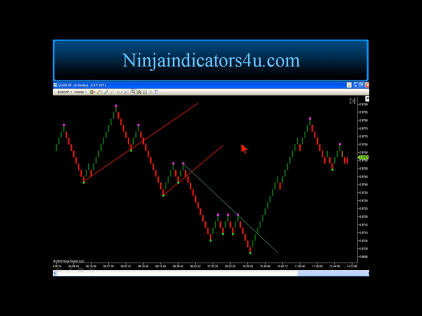Now there are 2 caveats I have to mention about these trend lines. One is every trend line crossed does not result in a profitable move, and every profitable move is not necessarily preceded by a trend line.